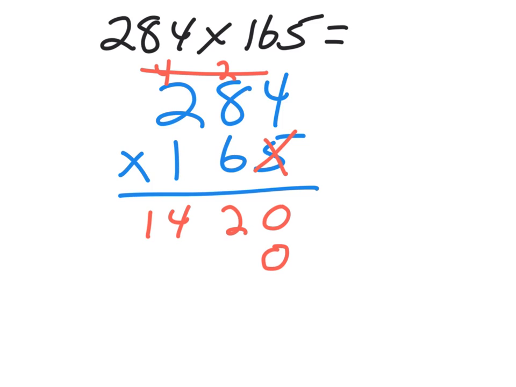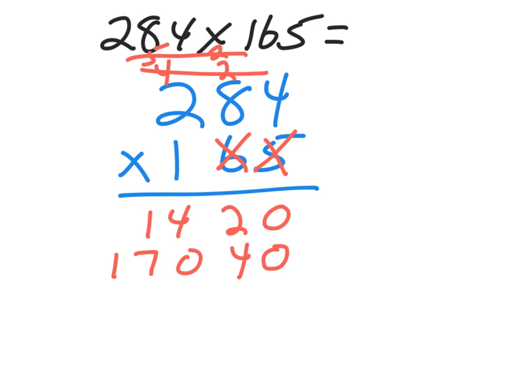Now I move on to the second round, which is the 6 in the tens place. 6 times 4 is 24. 6 times 8 is 48, 49, 50. Carry the 5. 6 times 2 is 12, plus 5 is 17. Okay? Now again, I'm done with that row of carry marks. I'm done with the 6.